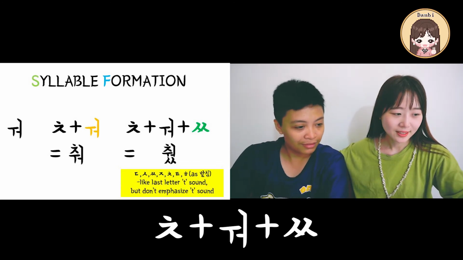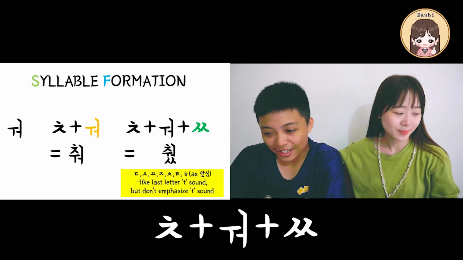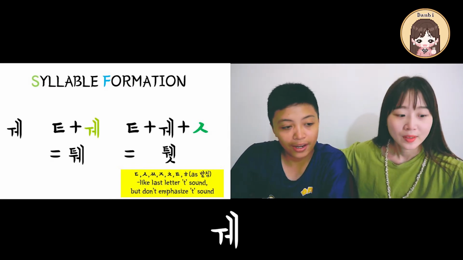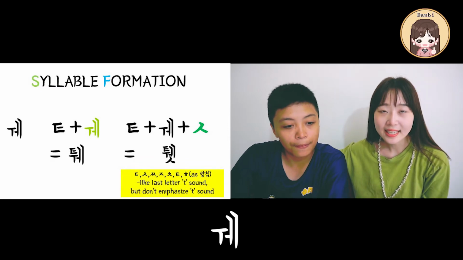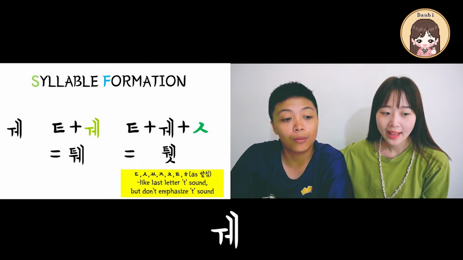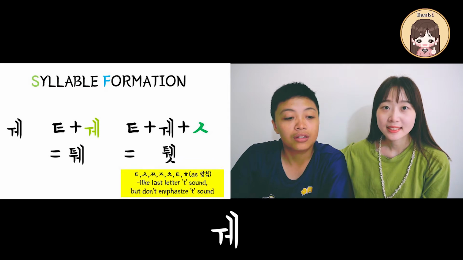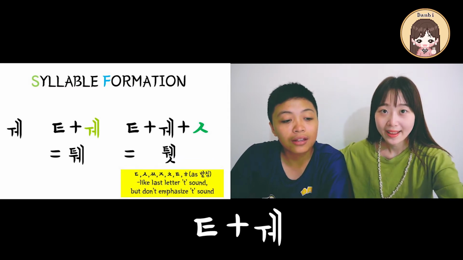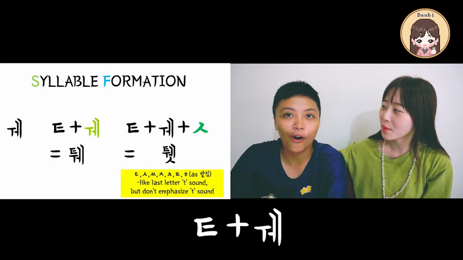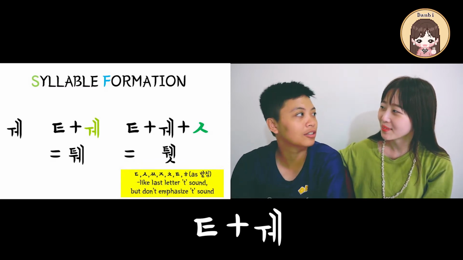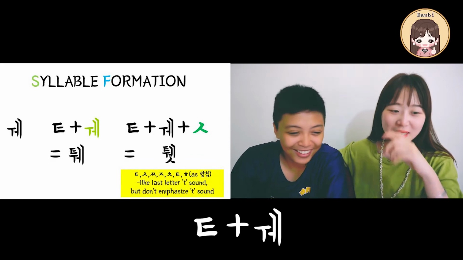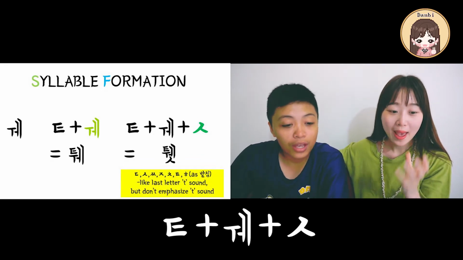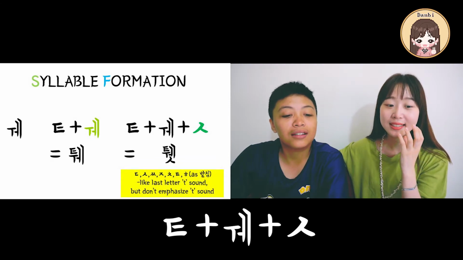진짜 잘한다. 잘했어요. Then next is we. We. And then t plus we equals twe. Wow, already memorized all. Not all. Almost. Then t plus we plus it.